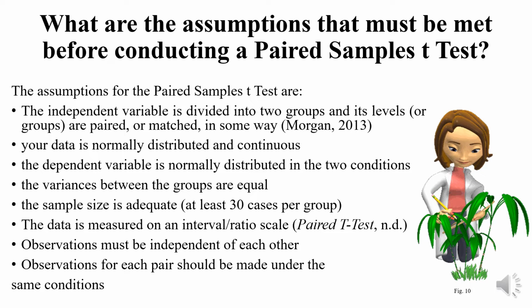The variances between the groups are equal. The sample size is adequate. The data is measured on an interval ratio scale. Observations must be independent of each other, and observations for each pair should be made under the same conditions. So before we carry out any t-test, we must check to make sure that the data satisfies all of these assumptions. However, if the data seriously violates any of these assumptions, then a non-parametric test should be used.